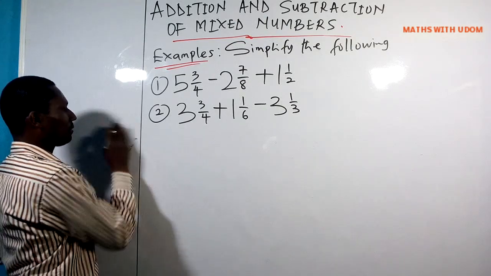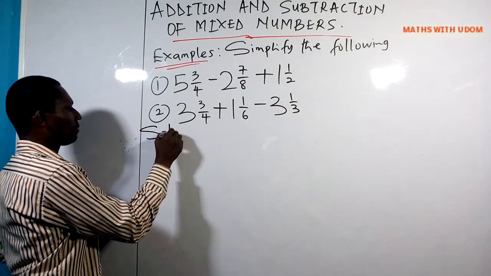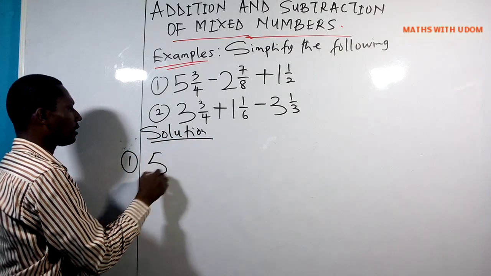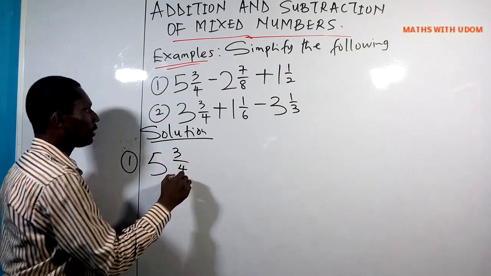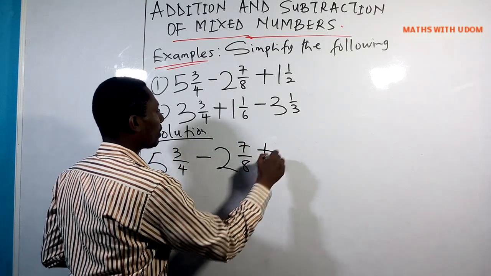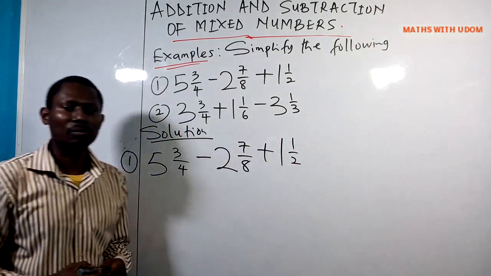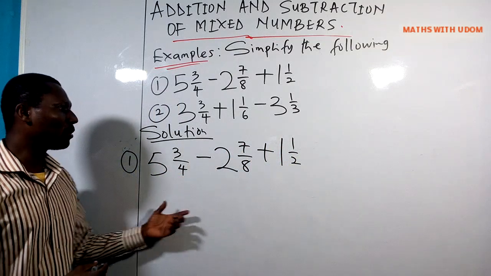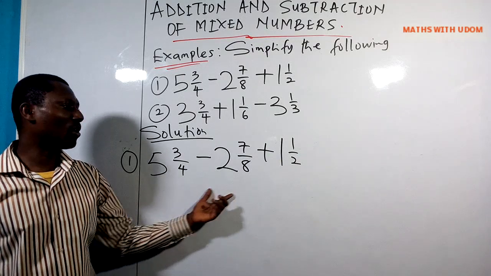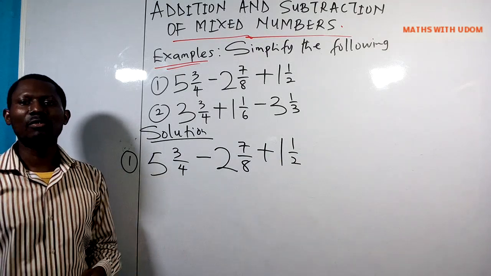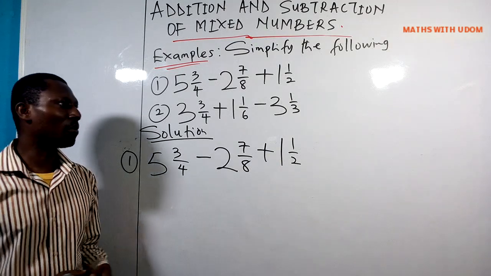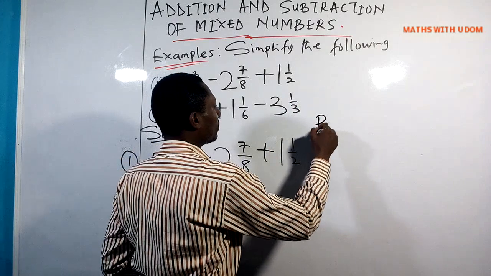Okay, solution. Solution for number 1. We have 5 whole number 3/4 minus 2 whole number 7/8 plus 1 whole number 1/2. To solve this, all we need to do is remember our BODMAS rule. That is the order with which we can solve problems like this in fractions. There's something we call BODMAS.